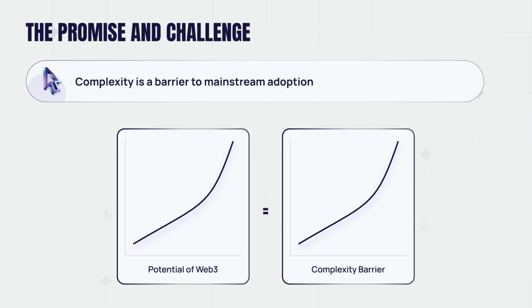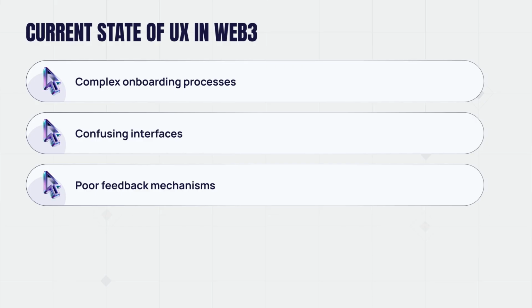So there's always new developments happening, there's always new technologies coming up, but its own complexity deters many potential users, and that's been the theme for the last 3 years I've been in the space. And this is something I've noticed across the projects, distilling it down into 3 main points: there are always onboarding processes that are complex, the interfaces are confusing, and the feedback mechanisms are poor.